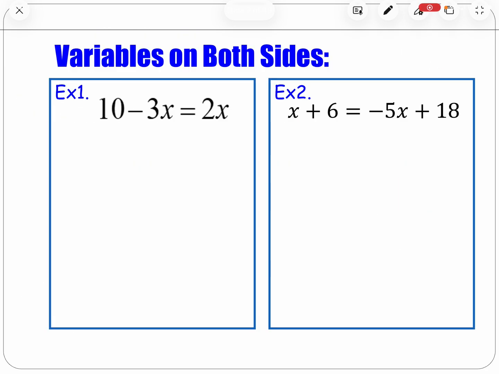Number 1. 10 minus 3x equals 2x. You have options. You can move the negative 3x to the right, or you can move the positive 2x to the left. Your choice. There is definitely one move that makes it easier than the other. Anybody got any ideas which move is best?